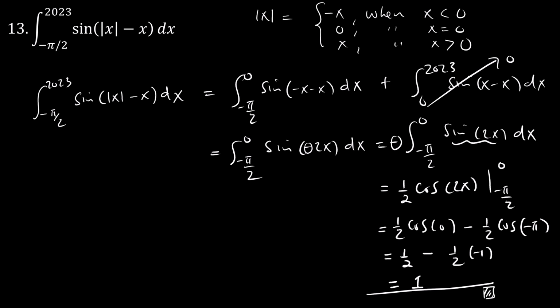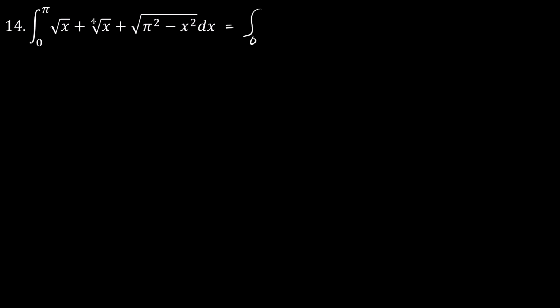Okay. So on to problem number 14. Problem number 14, which is the definite integral from x equals 0 to x equals pi of the square root of x plus the fourth root of x plus the square root of pi squared minus x squared. So this is an easy problem. I may just first of all rewrite the problem as the integral from 0 to pi of x to the power a half plus x to the power quarter plus the square root of pi squared minus x squared.